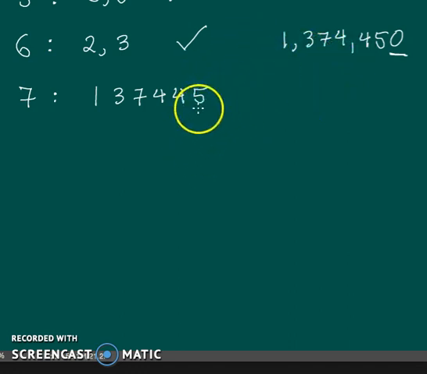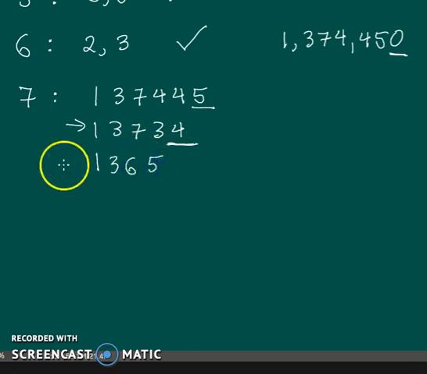So now I'm going to remove the 5, and I'm going to subtract twice 5 from the rest. Twice 5 is 10. So my new number is going to be 34. Okay, I'm going to repeat this one more time. Here's my last digit. It's 4. Twice 4 is 8, so I'm going to subtract 8 from 1,373, which will give me 1,365. The last digit is 5.